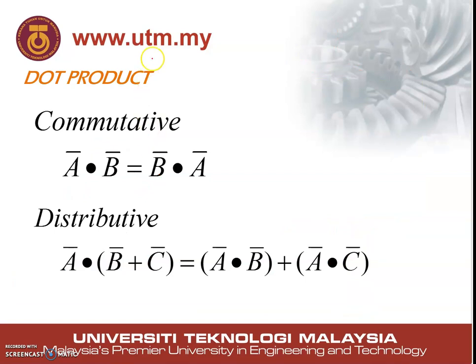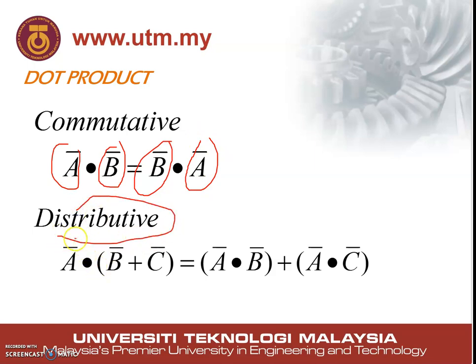So dot product is commutative, because vector A dot B is just the same as vector B dot vector A. It also obeys the distributive law, where vector A dot the bracket of vector B plus C can be distributed to vector A dot vector B plus vector A dot vector C.